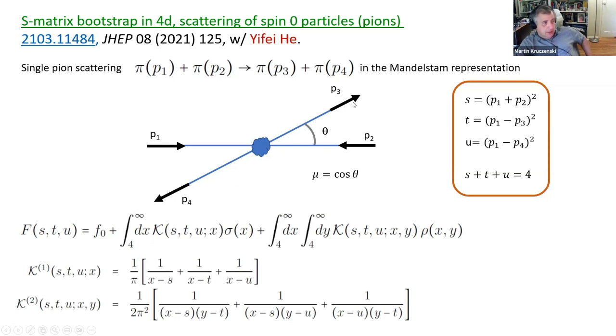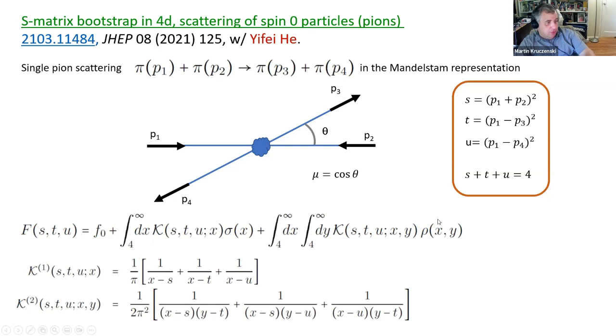And the scattering is two particles come in, two particles go out, and I write it in terms of the Mandelstam variables. I have a scattering amplitude, and the scattering amplitude in Mandelstam representation is written in terms of a single variable spectral function and a double spectral function rho. And it has the property by crossing that this is completely symmetric under the interchange of s, t and u. It's convenient to write it like this, although s, t and u are not independent variables, they add up to 4. This has cuts for s, t and u larger than 4, which are the two particle cuts, the same as in 2 dimensions.